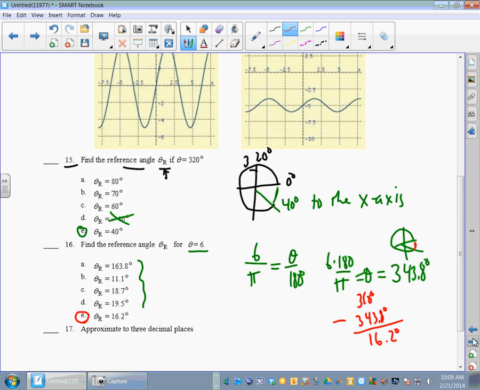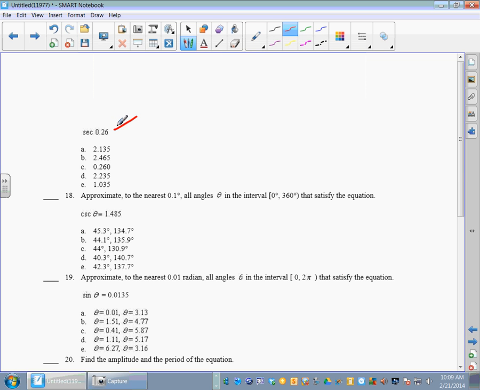Approximate to 3 decimal places. What mode do you have to be in for this one? Radian. And how do you type in secant? See, that's an identity people remember. You don't need a note card. 1 over cosine of 0.26. Mary, what did you get for that? 1.035.